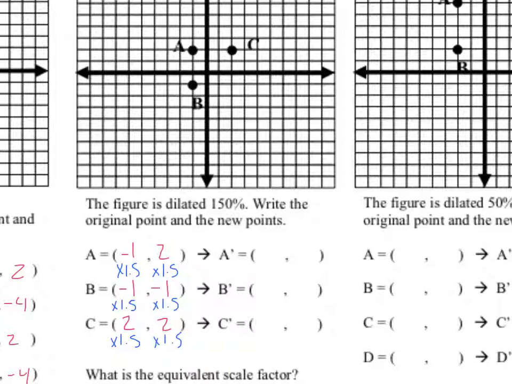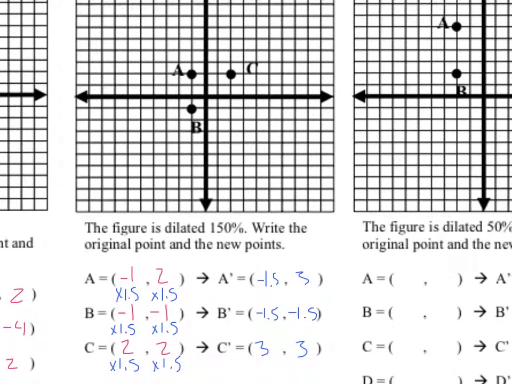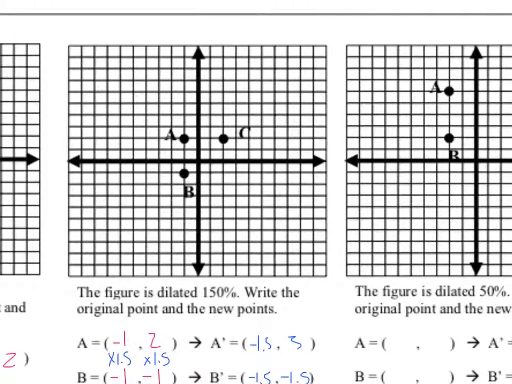So since our equivalent scale factor is 1.5, we can multiply everything here by 1.5. That's going to give me my new coordinates for A as negative 1.5, 3. My new coordinates for B, negative 1.5, negative 1.5. And C as 3, 3. So let's graph all 3 of those points. Negative 1.5 means backward 1.5, then up to 3. So that's going to be between 1 and 2 on my y equals 3 line.